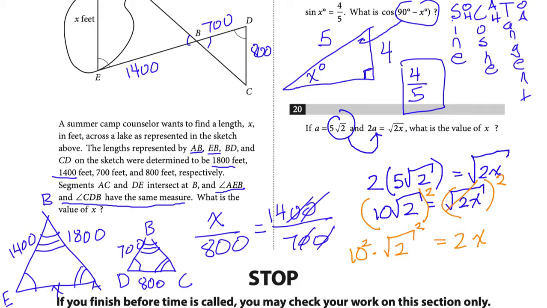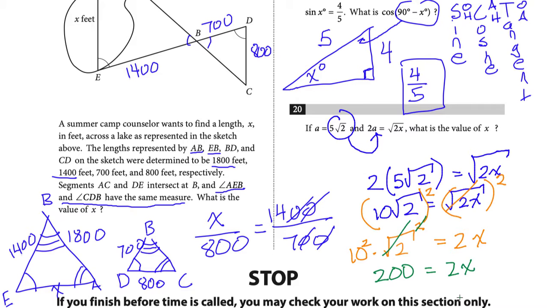All right. Square root of 2 squared, these squares will also cancel each other out, so this is gone, and this is just 2. What is 10 squared? 100, and then I have to do 100 times 2, and I get, there it is. So 200 is now equal to 2x.